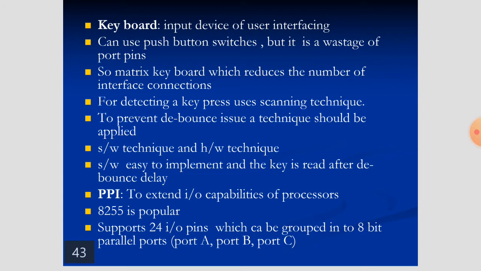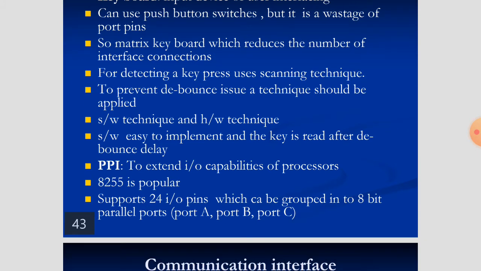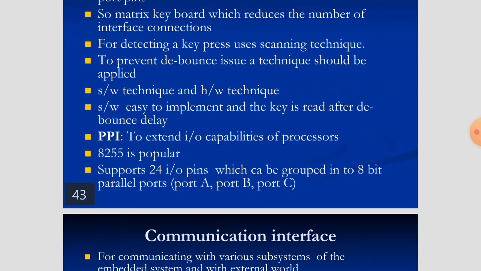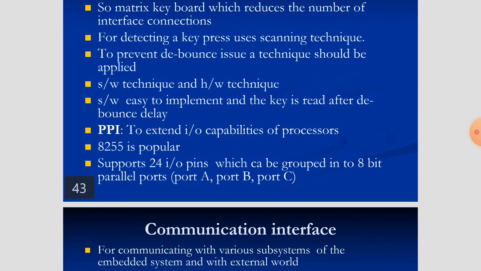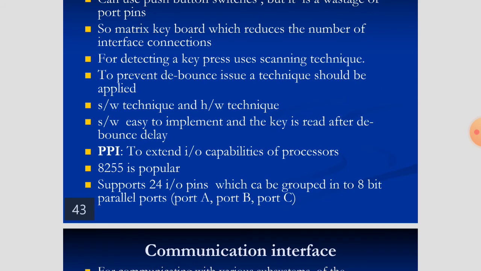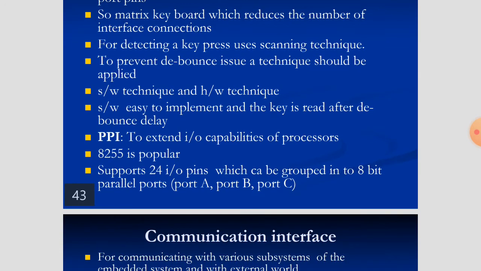Already it is a combination of different switches or push buttons, but it is a wastage of port pins. You have to connect every switch to a port pin, so it consumes a large number of port pins. So they use a matrix keyboard, which reduces the number of interface connections. Instead of connecting individual switches to individual pins, they use a combination configuration like a matrix keyboard, a combination of 4x4 or 8x8. They use many switches while connecting to fewer ports. Here you can detect the key press using the scanning technique.